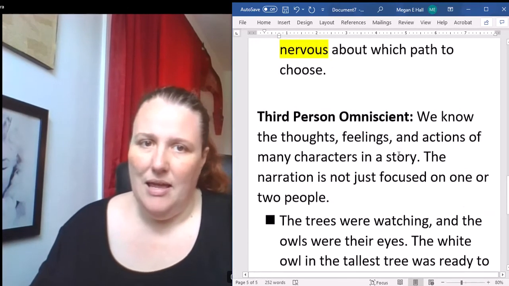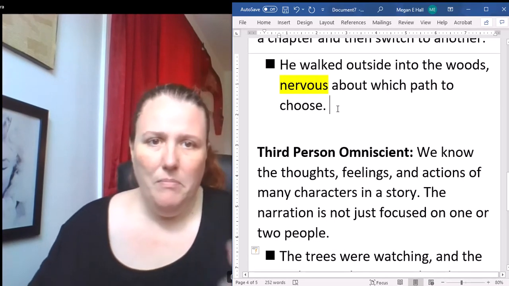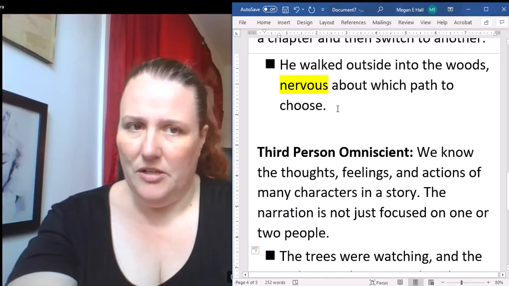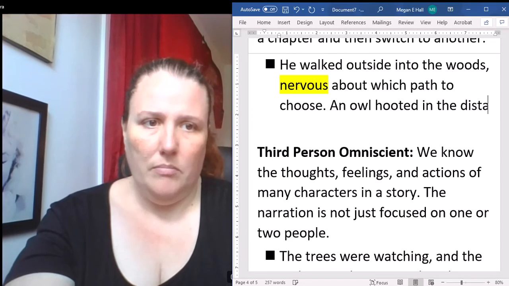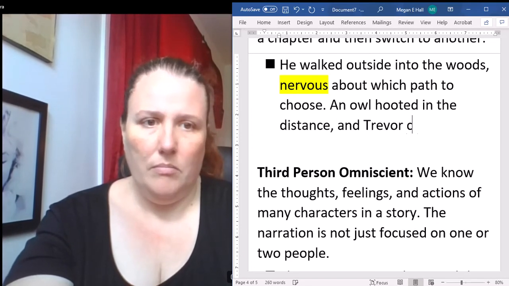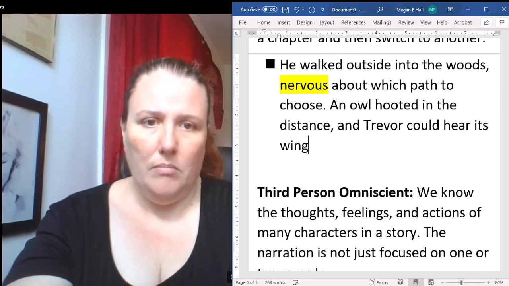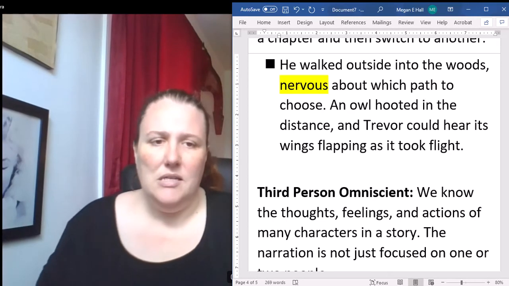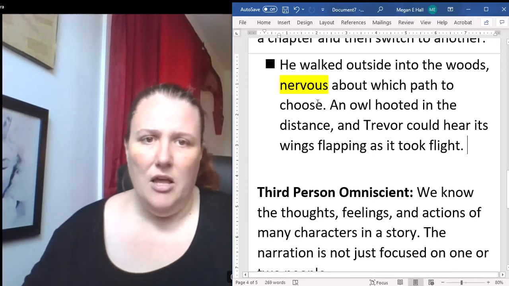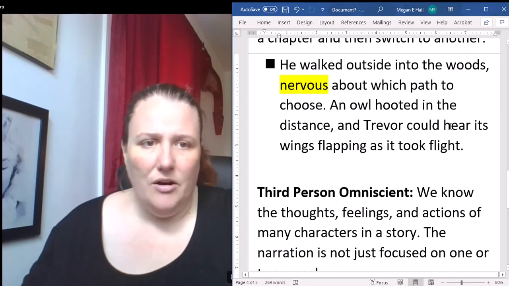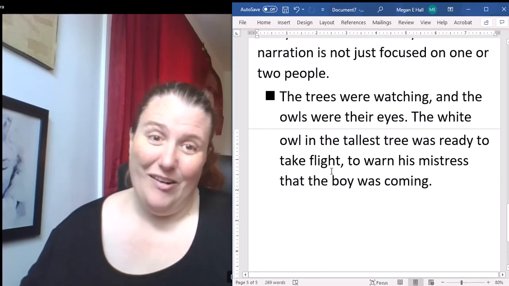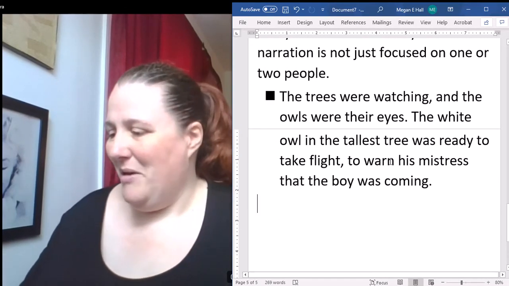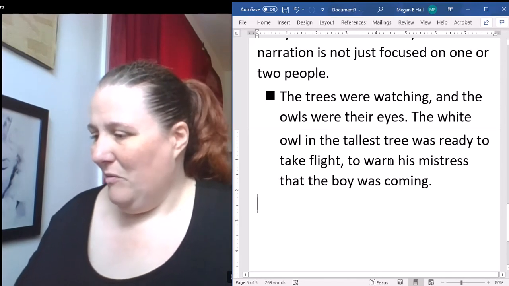If we're just following him, maybe he sees the owl, but we don't know what the owl thinks or feels. An owl hooted in the distance, and Trevor could hear its wings flapping as it took flight. So we have what he hears, what he feels, what he sees, but we don't have the owl's point of view. Here, I think third-person omniscience is a little bit more interesting, but maybe it wouldn't work for that story.